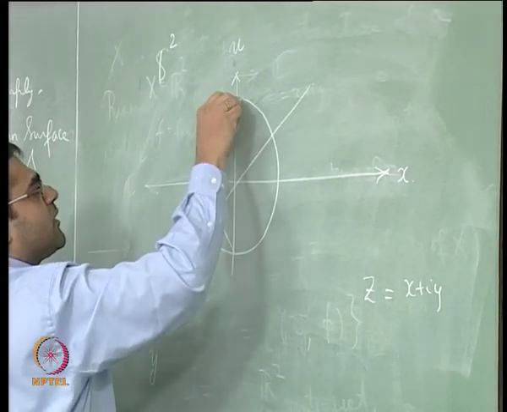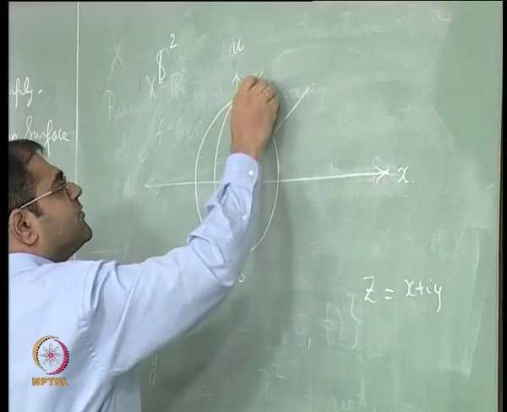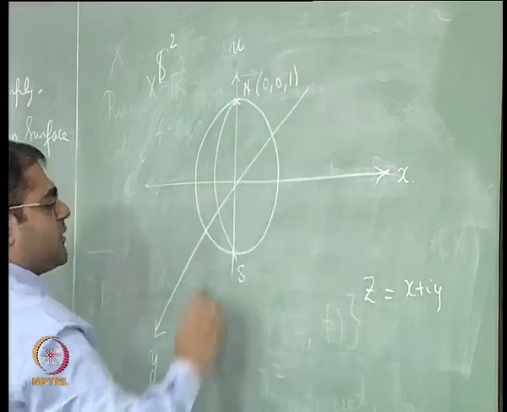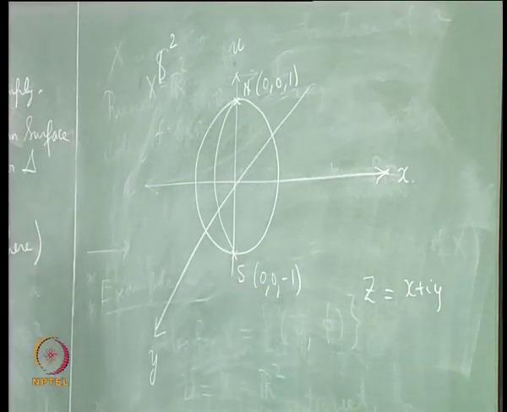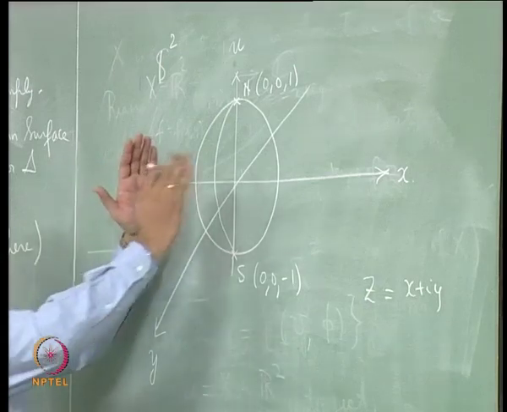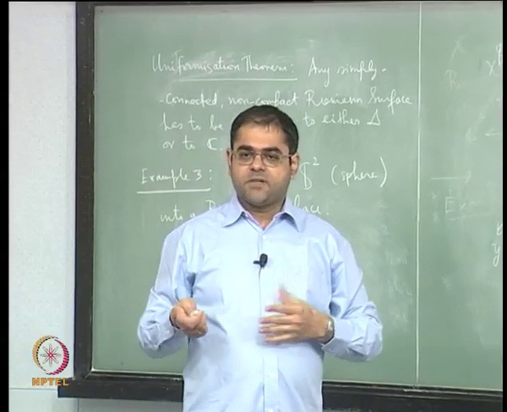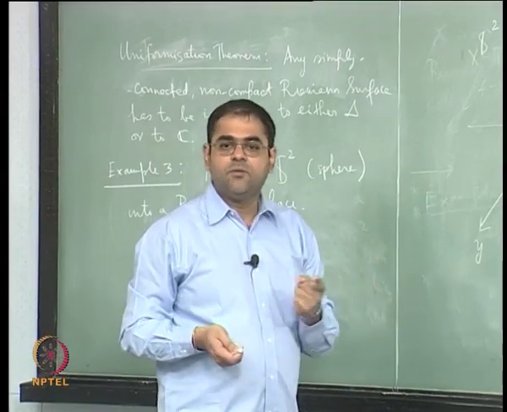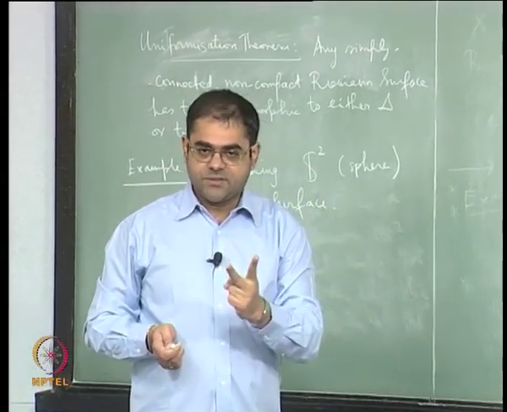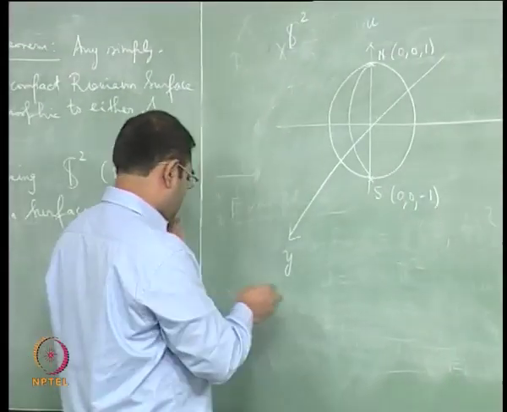And of course, this is the north pole n, this is the south pole, and you know the coordinates. The north pole is (0, 0, 1). The south pole has coordinates (0, 0, minus 1). To make this sphere into a Riemann surface, I have to give you an atlas. An atlas is therefore going to be a collection of charts which are pairwise compatible whenever they intersect. And what I'm going to do now is give you an atlas consisting of exactly two charts. And what are the two charts? The two charts are as follows.